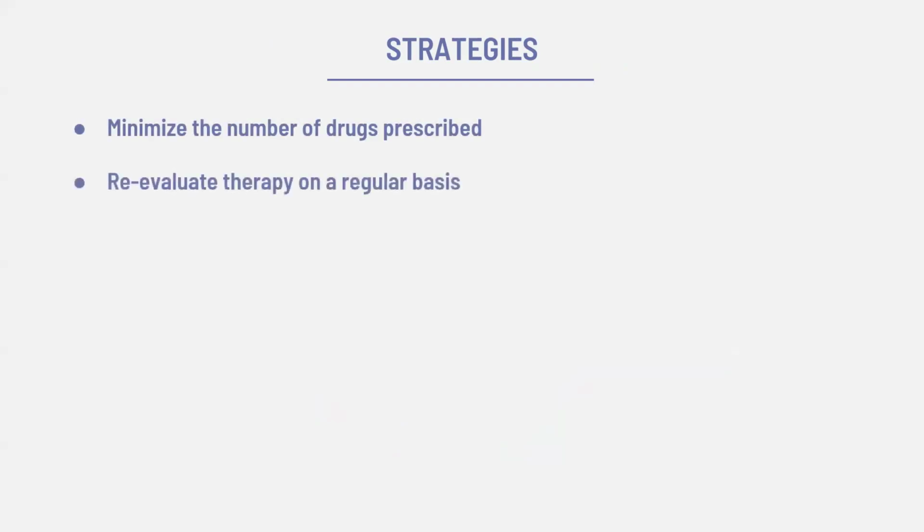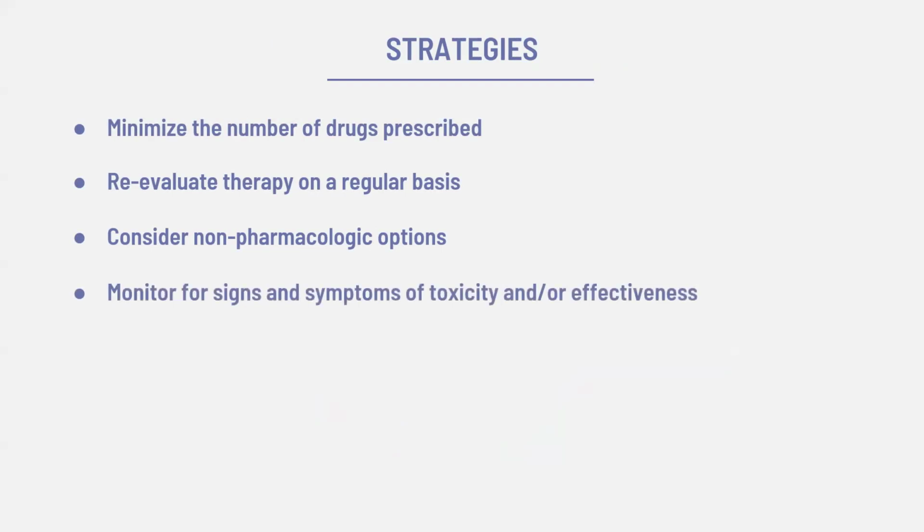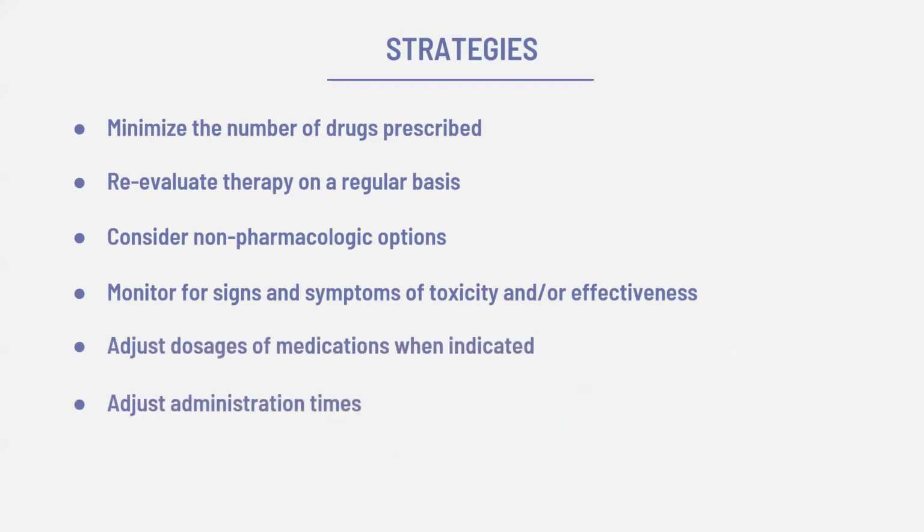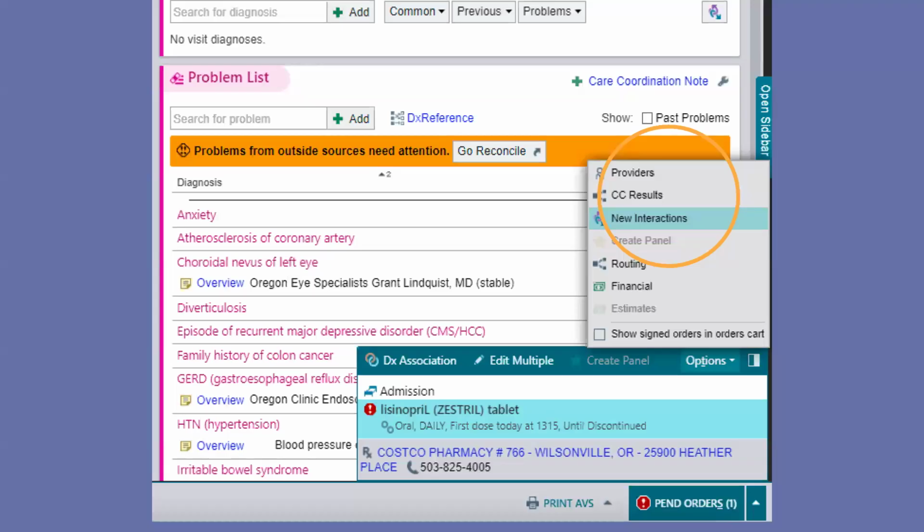So some strategies to reduce drug-drug interactions: minimize the number of drugs prescribed, reevaluate therapy on a regular basis, always consider non-medication options, monitor for signs and symptoms of toxicity or effectiveness, adjust dosages or administration times. And then remember, you can always look for new interactions when you're prescribing.